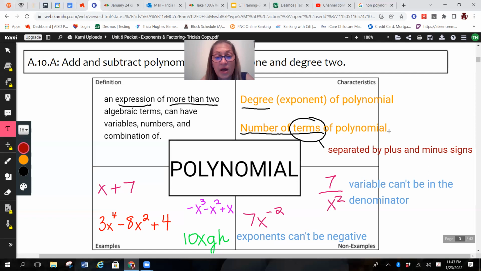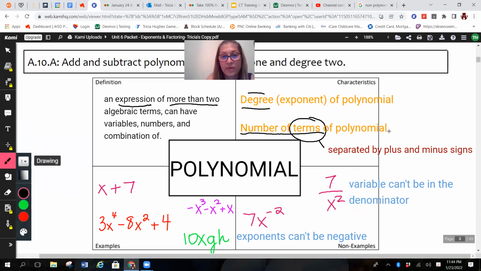Here we are with some non-examples. Well, polynomials only exist when they do not have a variable in the denominator. So 7 divided by x has an x in the bottom of the fraction. It's not a polynomial. And if there's a negative exponent, remember another name for exponent is degree. Degree and exponent mean the same thing. So exponents can't be negative. All right, so make sure you have all that copied down.